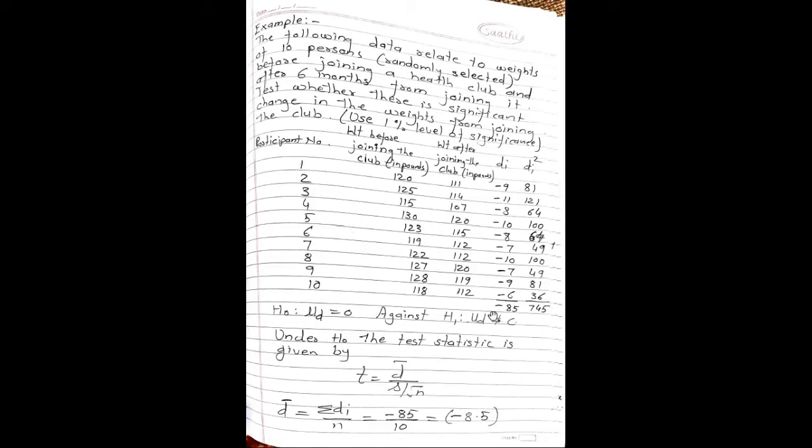Now we need summation di as well as summation di square. Summation di can be calculated as minus 9 plus minus 11 plus minus 8 plus minus 10 plus minus 8 plus minus 7 plus minus 10 plus minus 7 plus minus 9 plus minus 6. The total becomes minus 85. For the di square column, 81 plus 121 plus 64 plus 100 plus 64 plus 49 plus 100 plus 49 plus 81 plus 36. The value is totally 745.